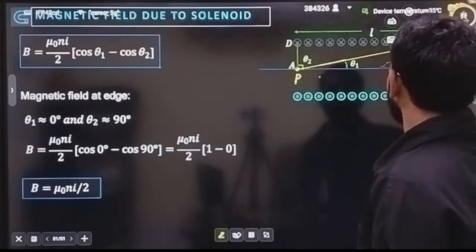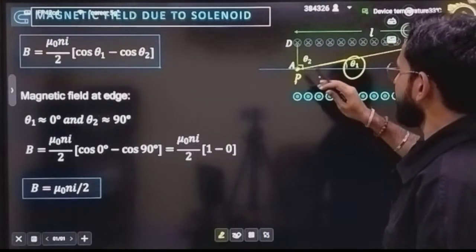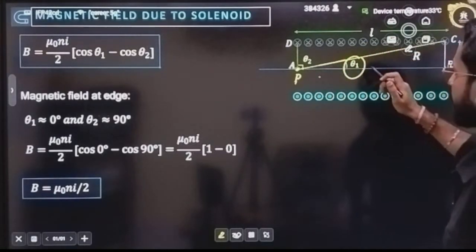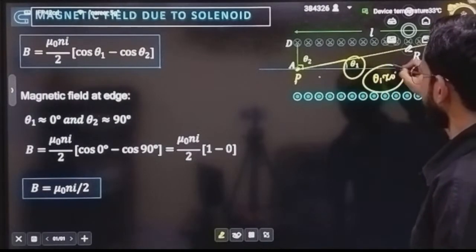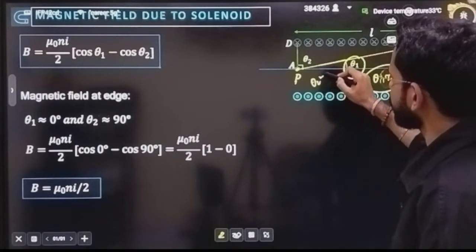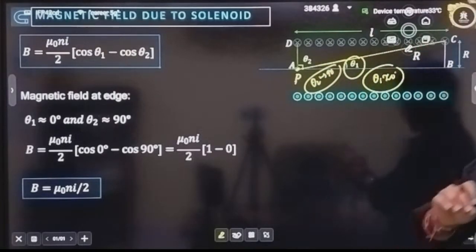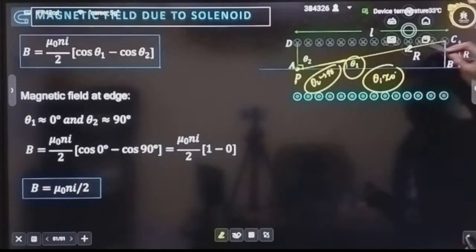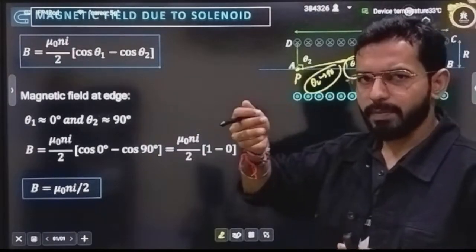Now tell me what will be the angle theta 1. What will be the angle theta 1? If it is a very long solenoid, can you say theta 1 will be tending to what? 0 degree, and theta 2 will be tending to exactly 90 degree. Correct? If I am talking about a long cylinder, the more I increase the length, the smaller this angle will be. I hope this will be very clear to you in imagination.